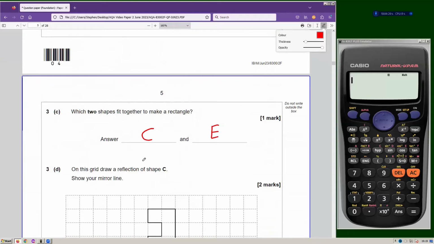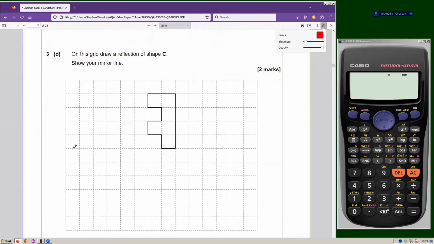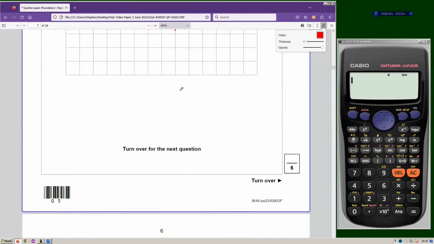On this grid, draw a reflection of shape C. Show your mirror line. Well, we can do the shape anywhere, really. We can do a mirror line. I think we just put one straight down the back like this. There's our mirror line, if you like. So we just do the reflection like this. The mirror line could go in many places, but that's the easiest.